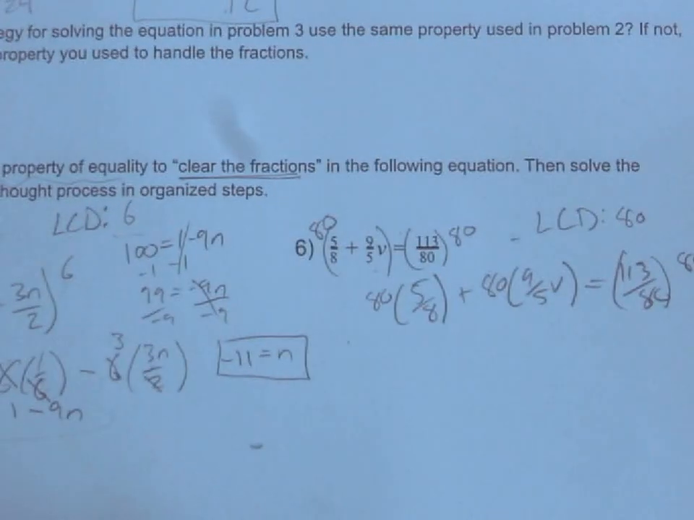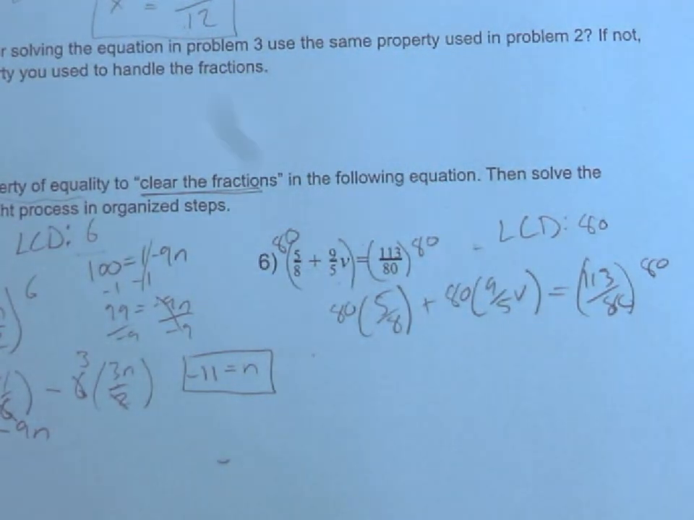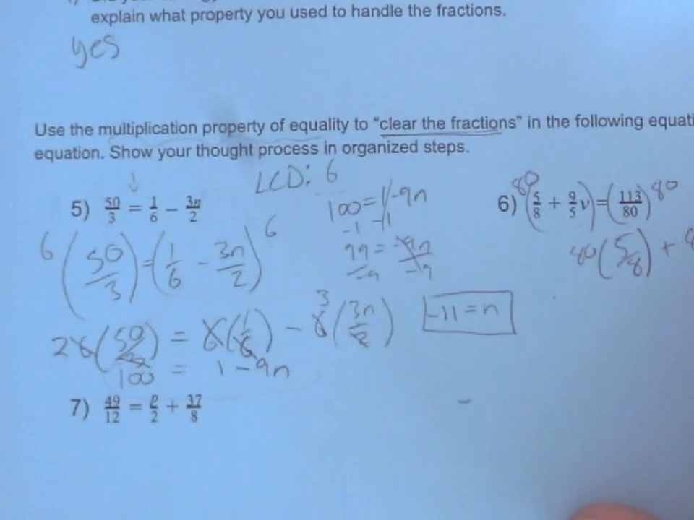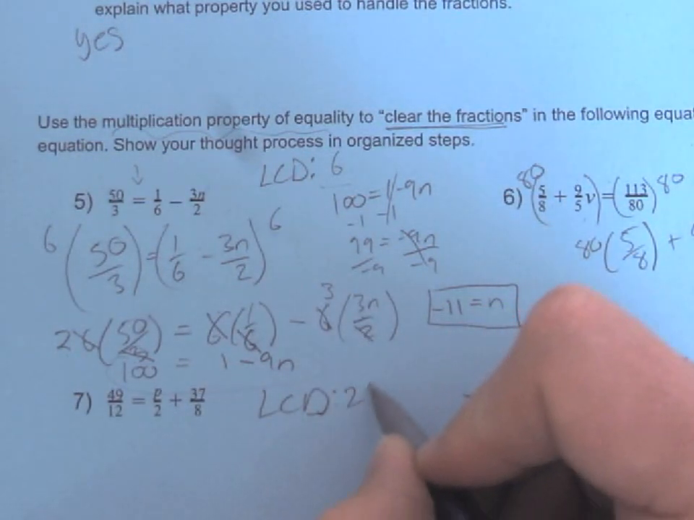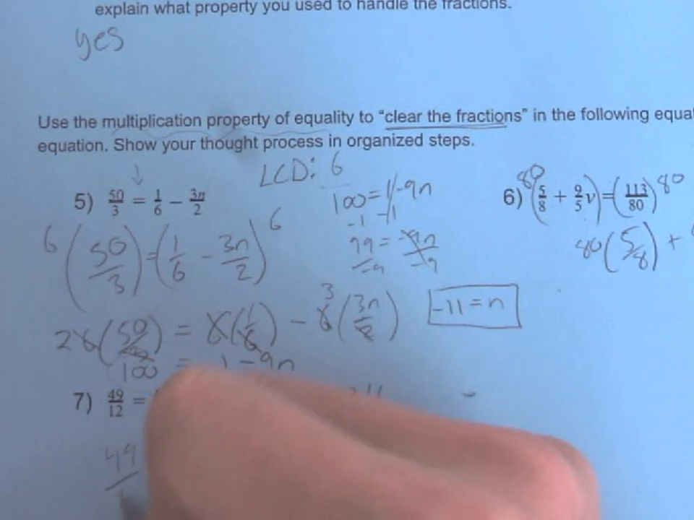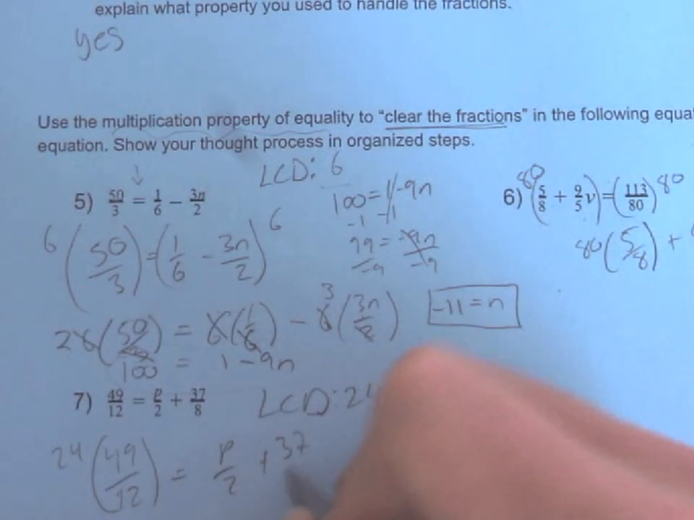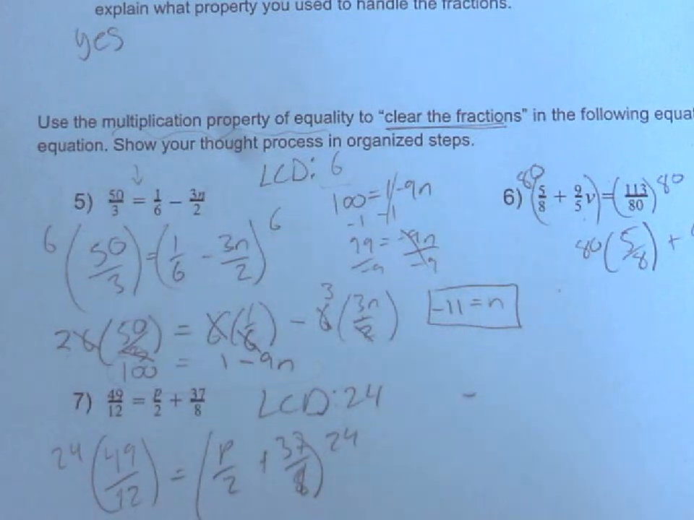So now we can start canceling, okay? So I'm going to leave that to you to work on this one. Cancel out the 80s. 8 goes into 80 10 times. 5 goes into 80 16 times. Okay, so you're going to cancel, simplify it, and then solve your two-step equation. Okay? Same thing here. The lowest common denominator here for 12, 2, and 8 would be 24. So my process here is going to be multiply everything by 24. Okay? Don't forget to distribute and then cancel.